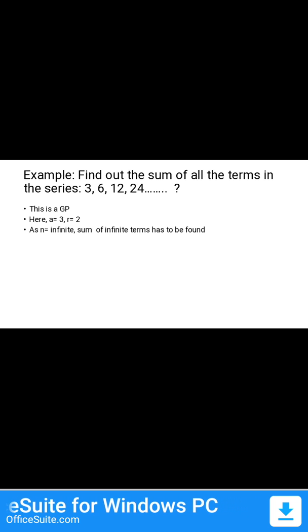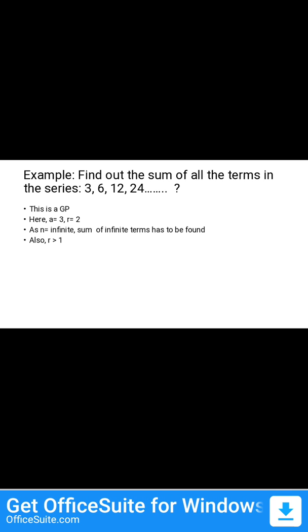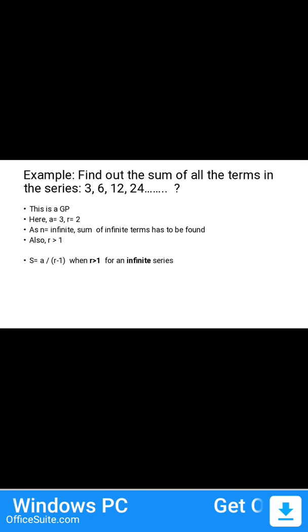and that is why we are going to apply the formula which is for an infinite GP where r is greater than 1. Because r is greater than 1 here, r is equal to 2, so naturally you have to apply this particular formula. S is equal to, and the formula is S equal to A divided by r minus 1 when r is greater than 1 for an infinite series. We have discussed these formulae earlier. So this is what you will be doing here. You will be putting in the values and the answer will be 3. This is okay.